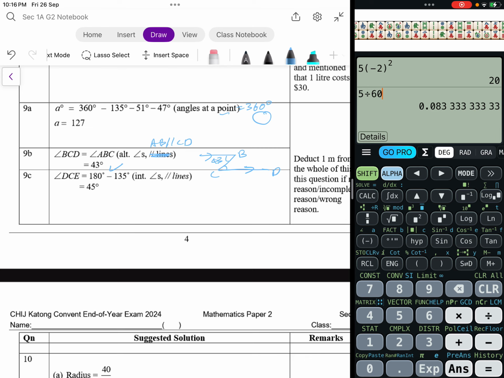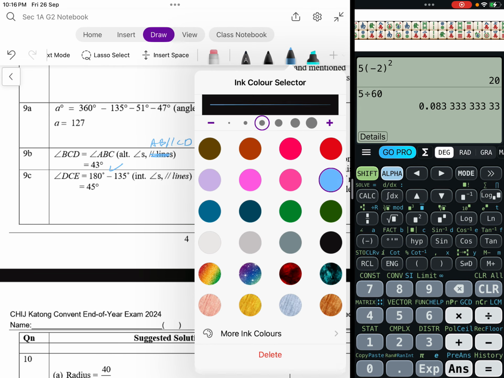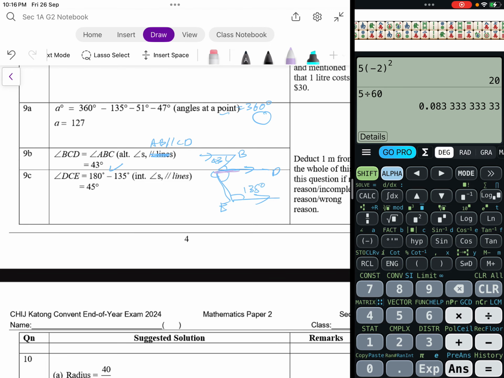Then 9C, angle DCE. Angle DCE, right? Okay, again parallel. So they want to find this angle. But when you look at it, this is an interior angle, right? So this is an interior angle, right? Okay, so it's 180 minus 35 because again, CD parallel to EF. Okay, interior angles.